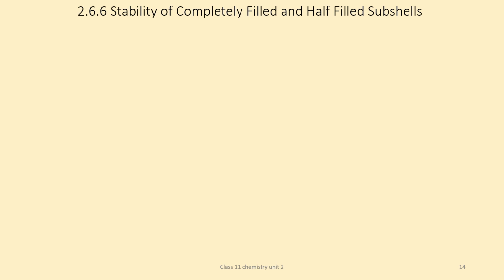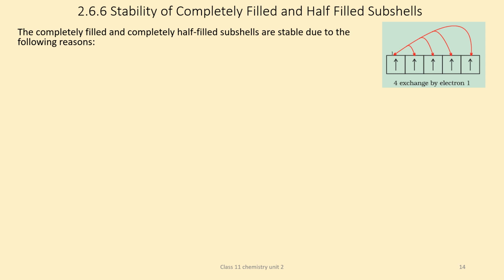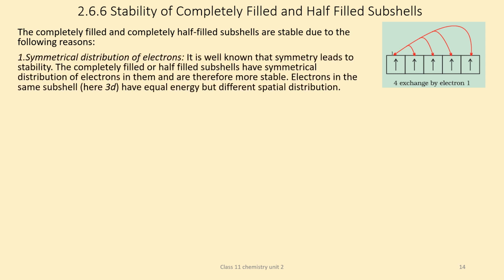Stability of completely filled and half-filled subshells. The completely filled and completely half-filled subshells are stable due to the following reasons. One is symmetrical distribution of electrons. It is well known that symmetry leads to stability. Completely filled or half-filled subshells have symmetrical distribution of electrons in them and are therefore more stable.